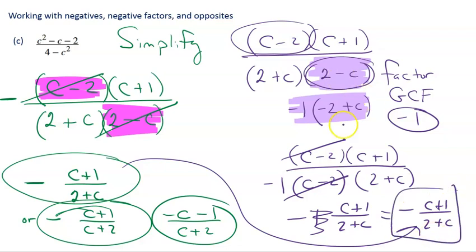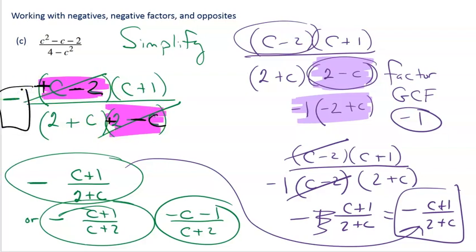Now, do you want to do it this way every time? Probably not. Once you know the trick, and the trick is you have exactly the same numbers but opposite signs. So back to the first picture, again making a really big deal about this. This is a plus c and a minus 2. Down here is a plus 2 and a minus c. Those will cancel each other, but it leaves a negative out front.